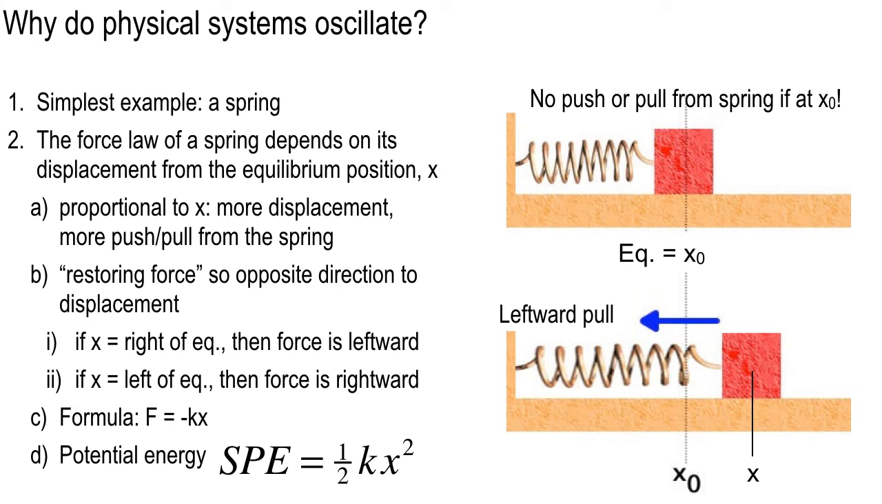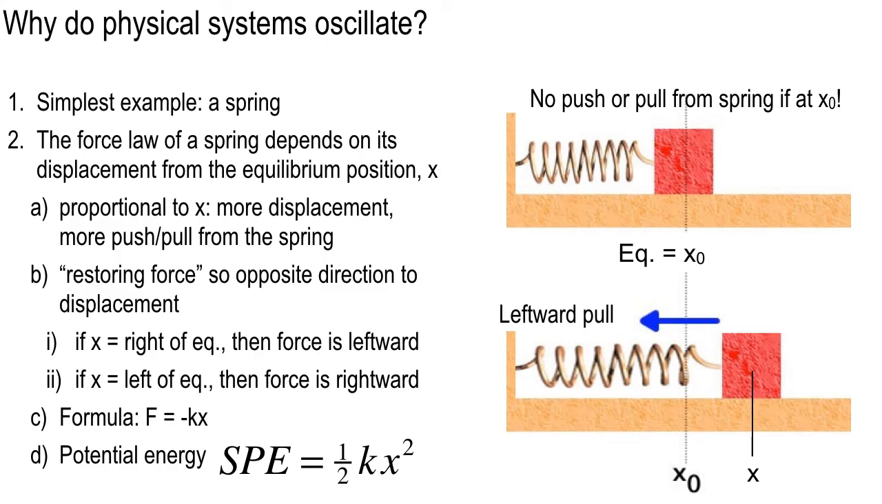If you move it to the right, it pulls to the left. If you move it to the left of equilibrium, it pushes back to the right. Okay? And it always works that way. And at equilibrium, there's no force. It's an instant of time. So if this thing is going back and forth, there's an instant of time right at equilibrium where it doesn't have a leftward or a rightward force, but only for that one instant of time. Okay, does that help? Good.